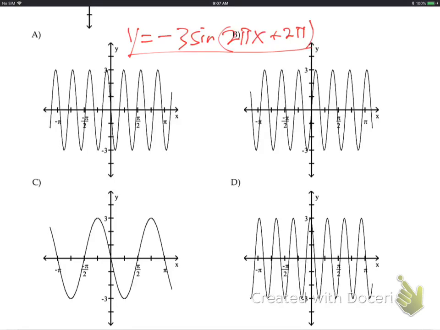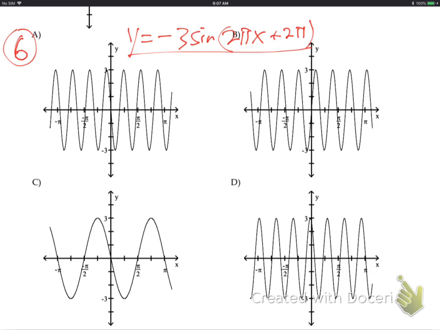Okay, so there's the question. All right, so number 6, there we go. Minus 3 sine 2 pi x plus 2 pi. Not easy. Do you remember graphs? Let me give you a second. So you've got to remember, you've got to find the period and the phase shift.